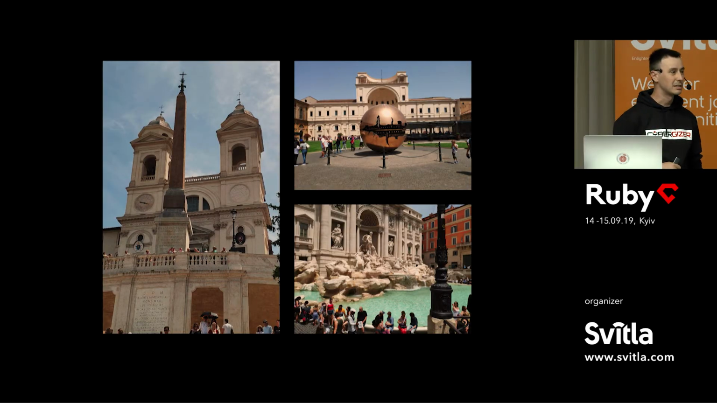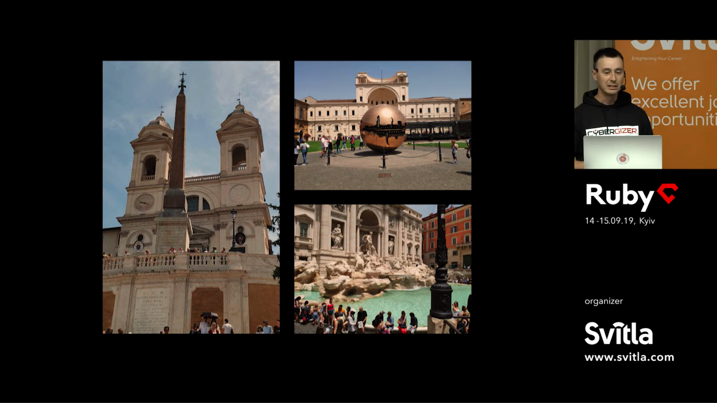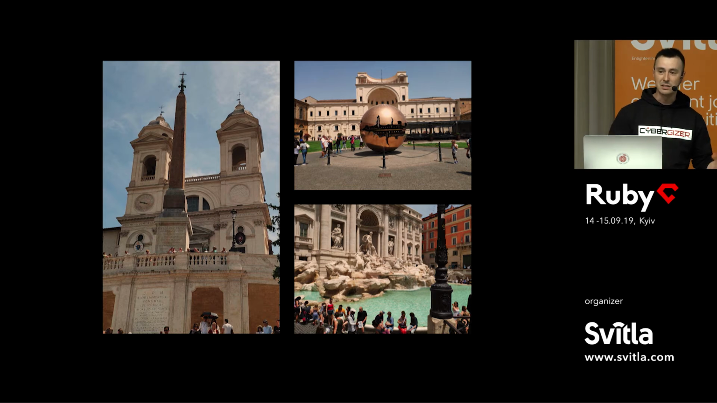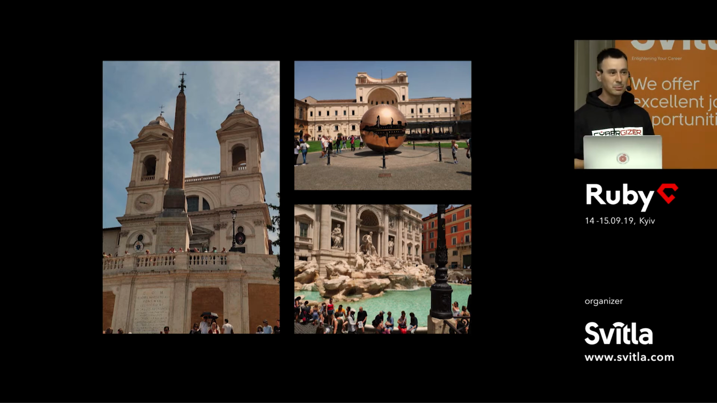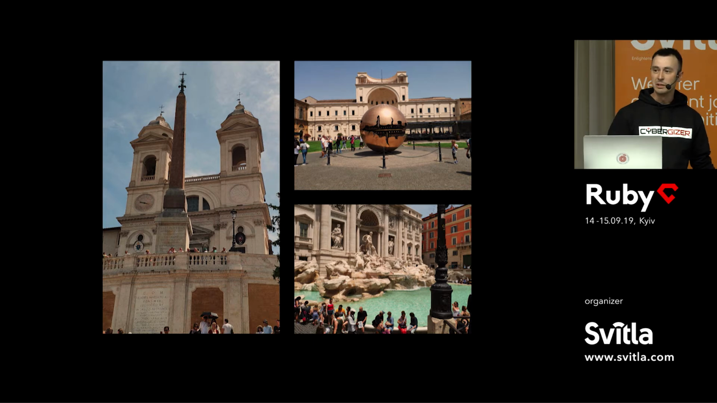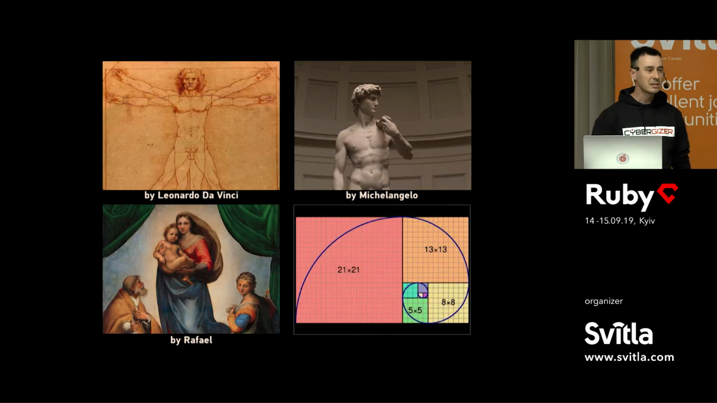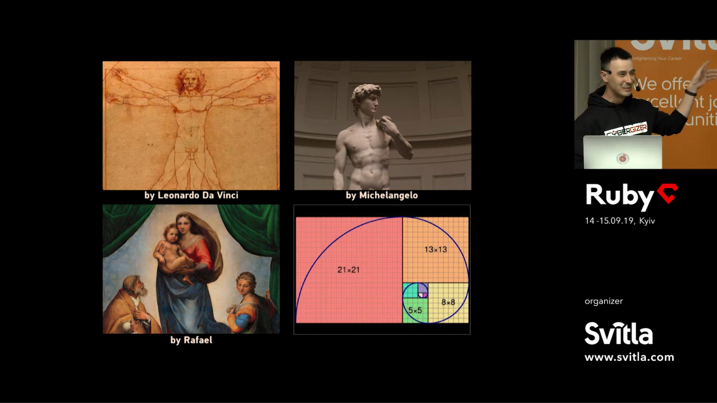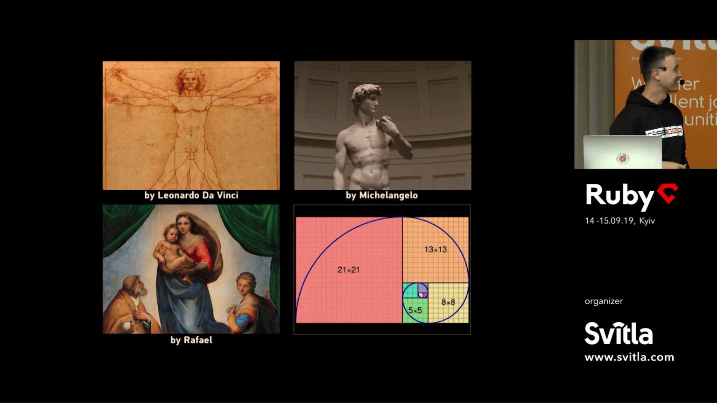This summer I was for the first time in my life in Rome, Italy, and I was really impressed by masterpieces created by masters of the Renaissance epoch and the 11th century. You maybe heard some of the names of these masters, like Leonardo da Vinci, Michelangelo, Raphael, and Fibonacci. Yeah, I've already heard the correct name.